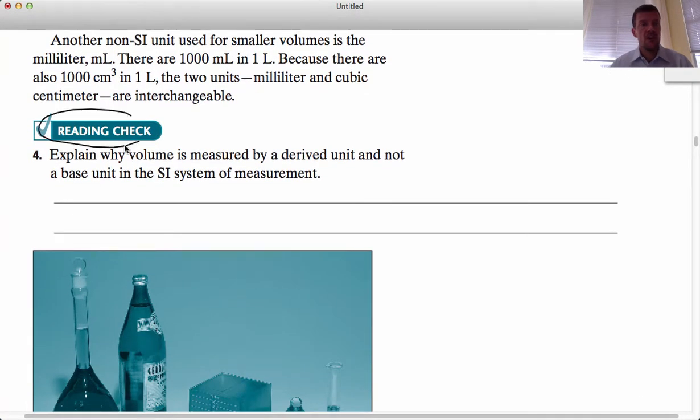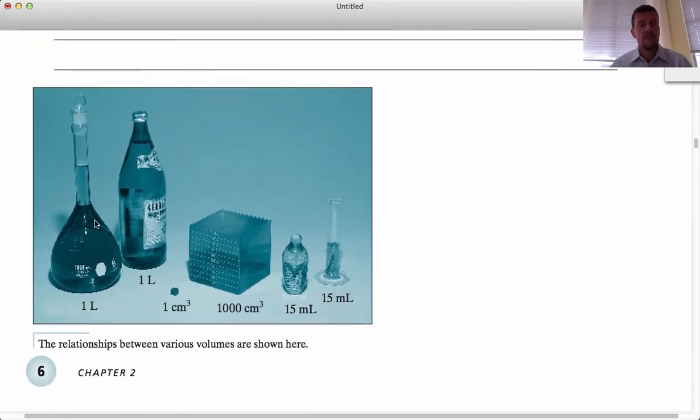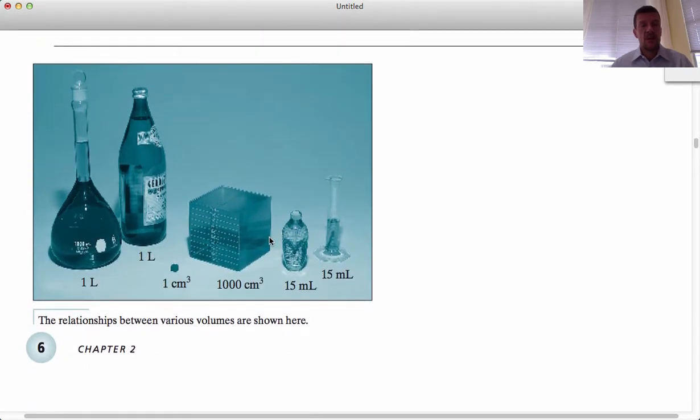All right, go ahead and answer this reading check number 4 here. Here's some examples of some different measurements for volume. So a liter, there's a cubic centimeter, there's 1,000 cubic centimeters. There's your 15 milliliters. Milliliters we often use in chemistry whenever we measure volume, like for liquid.